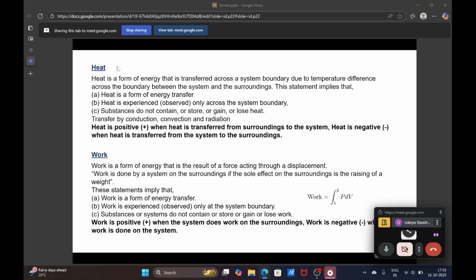So then the heat and work. What we assume is that heat is positive when heat is transferred from the surroundings to the system, and heat is negative when heat is transferred from the system to the surroundings. And then work is positive when the system does work on the surroundings, the opposite of heat. So when work is produced from the system, it's positive. When work is supplied to the system, it's negative. It's the other way around for heat. Heat supplied is positive and rejected is negative.